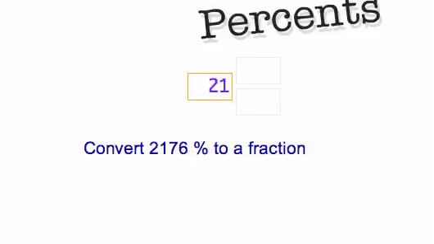21.76 is 21 and 76 hundredths. So we just use our fraction notation. So 76 over 100. Okay. Now, 4 goes into 76, and 4 goes into 100. Right? 4 goes into 76.